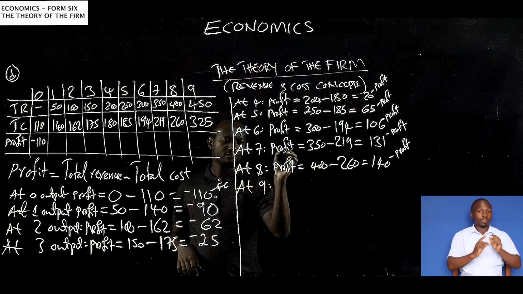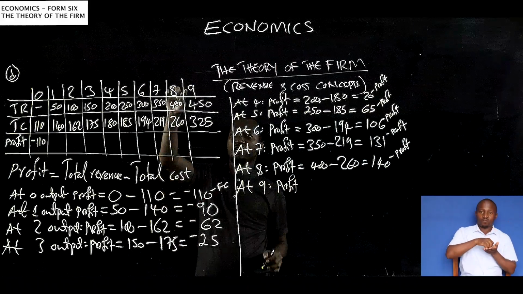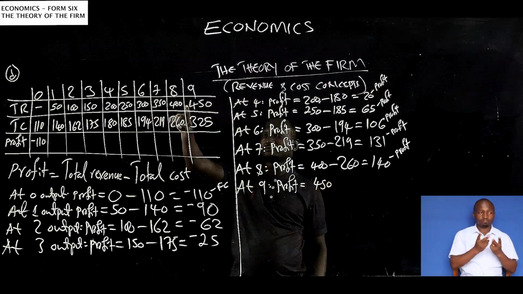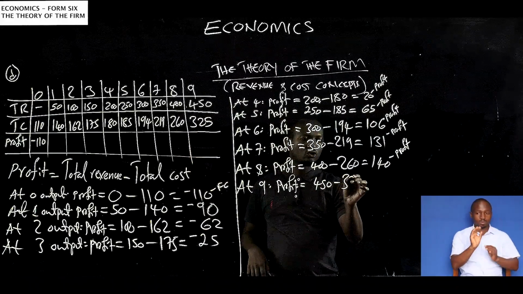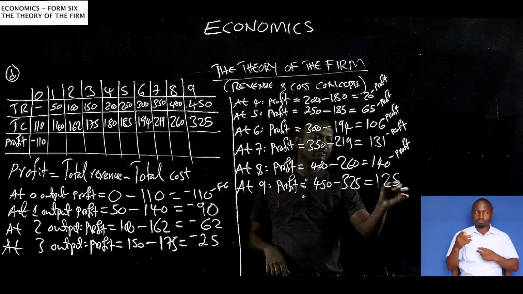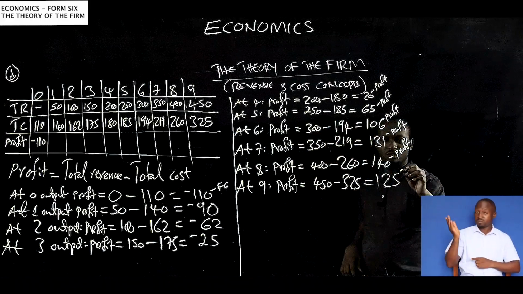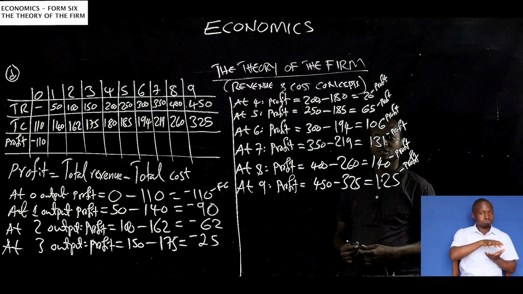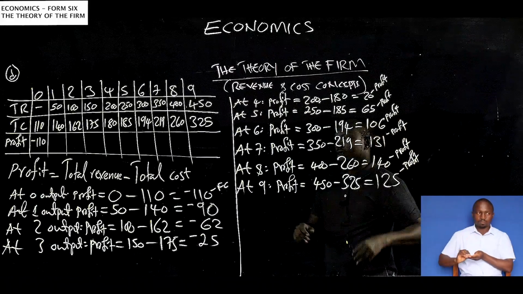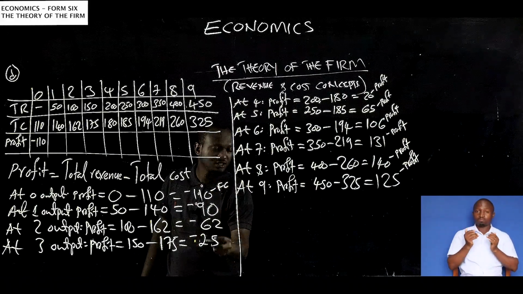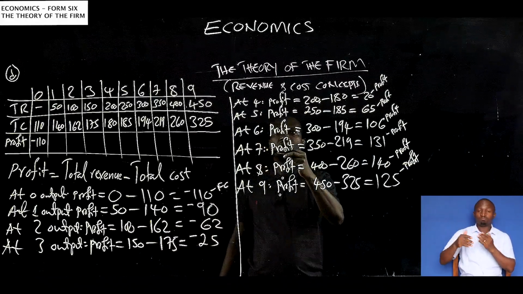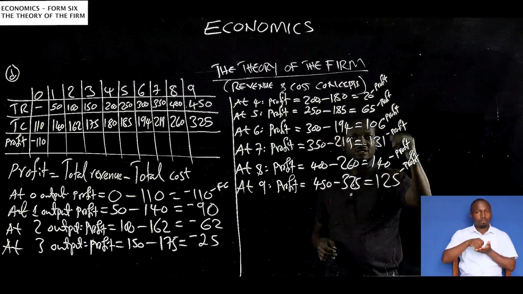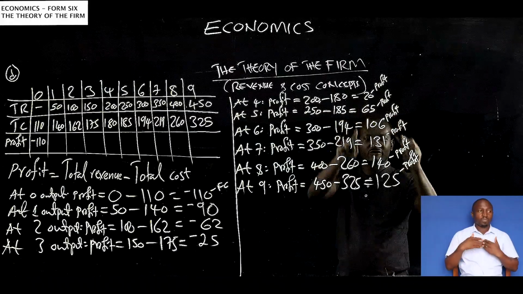At nine output level, profit will be equal to total revenue minus total cost. We get 125. And this is also profit because total revenue is greater than total cost. So now we can see at this part we have losses. But at 4 up to 9 we have profit levels. So we have many profits here.